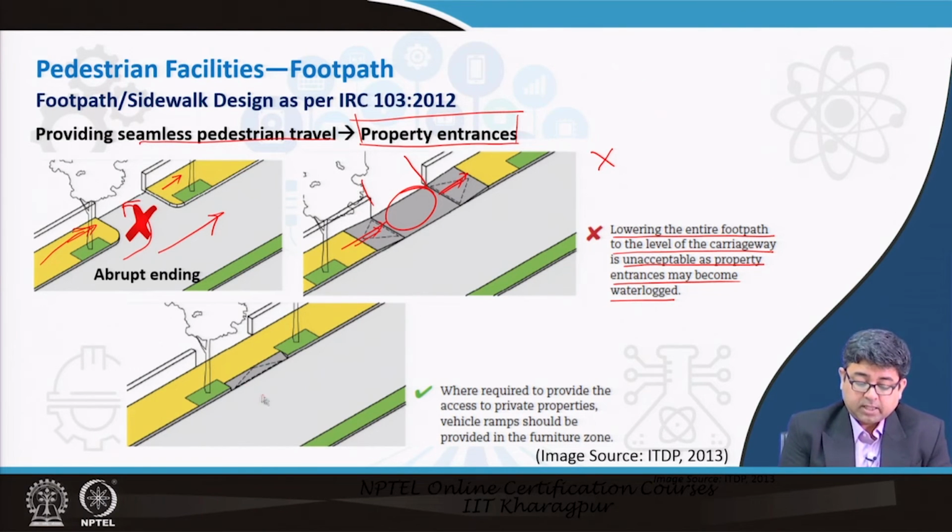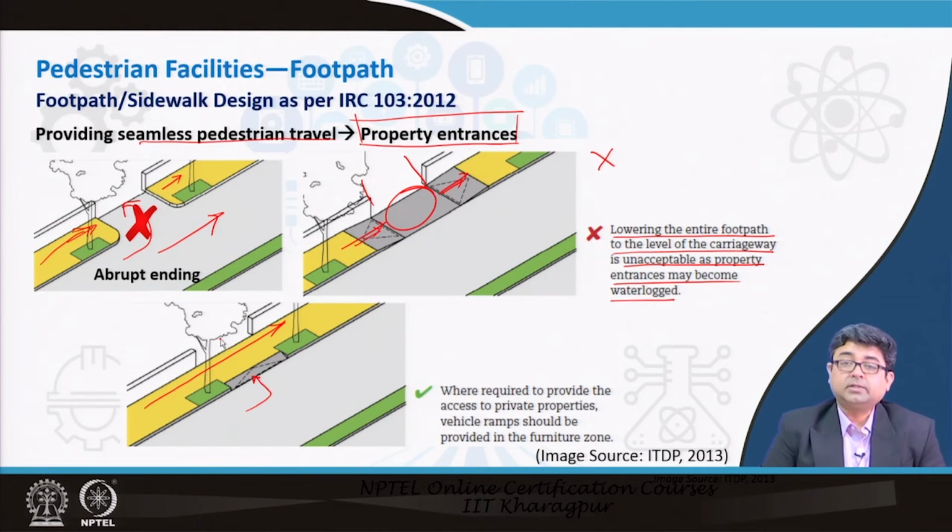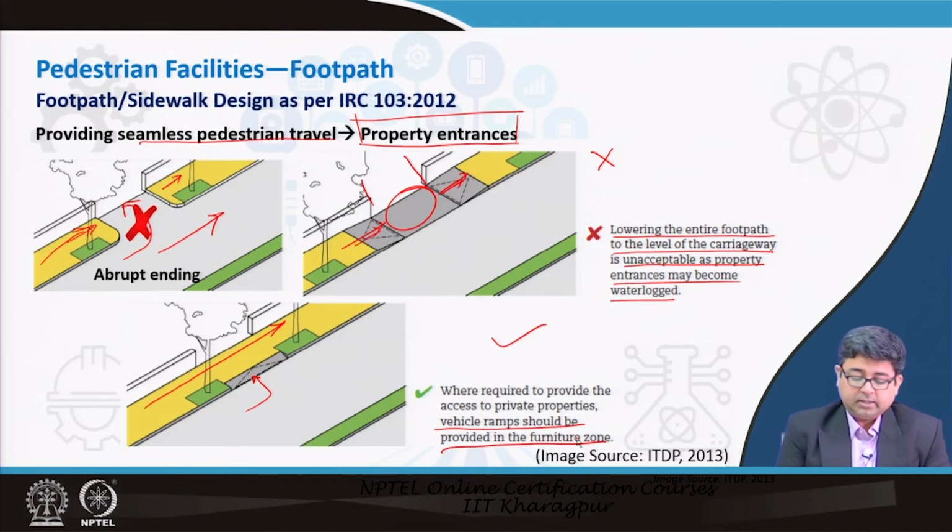Instead, what has to be done is there has to be a small slope up here provided for the vehicles, and also the footpath should be continuous, right. The footpath should be continuous here. There should be a small upslope that allows people to enter to access their home or property, and in this manner both the pedestrians and the vehicles are accommodated. So, this is the right way where vehicle ramps should be provided in the furniture zone.